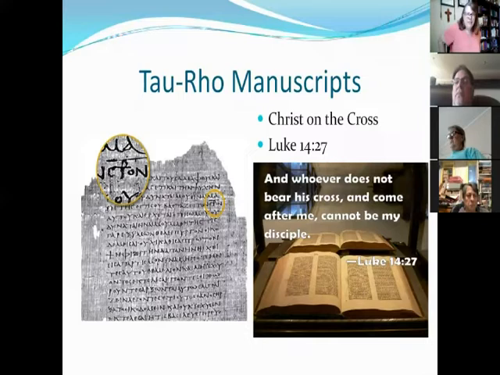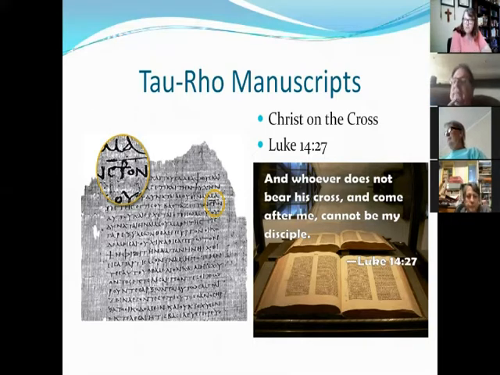Okay. Do you see that little circled in yellow area? Do you see the center letter? What's it look like to you guys? The tau-rho. It is. That's in the manuscript from the Bodmer Papyri, P75. And this is the verse where it's changing the cross to become Christ's cross.